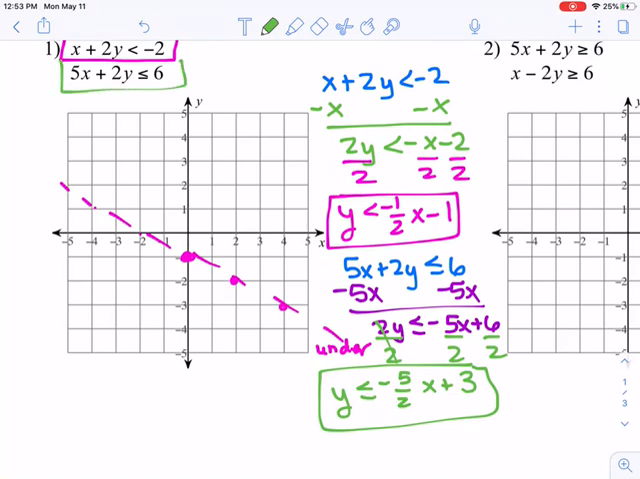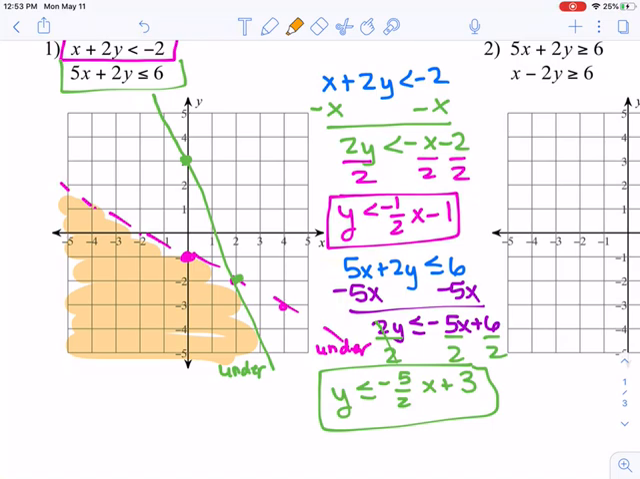This one is going to start up at 3 on the y-axis and has a slope of negative 5/2. So let's travel down 5, 1, 2, 3, 4, 5 over 2. This would be a solid line because it's less than or equal to, and less than is underneath this line as well. So if I want to be both under the pink line and under the green line, then my overlap would be this section here, where I'm under both lines. So there's question number 1.